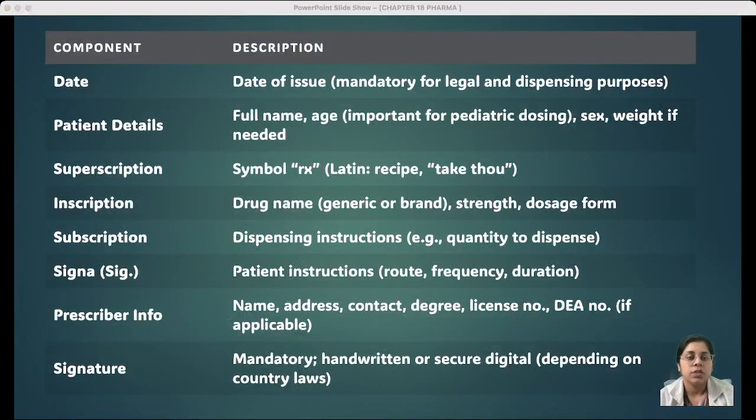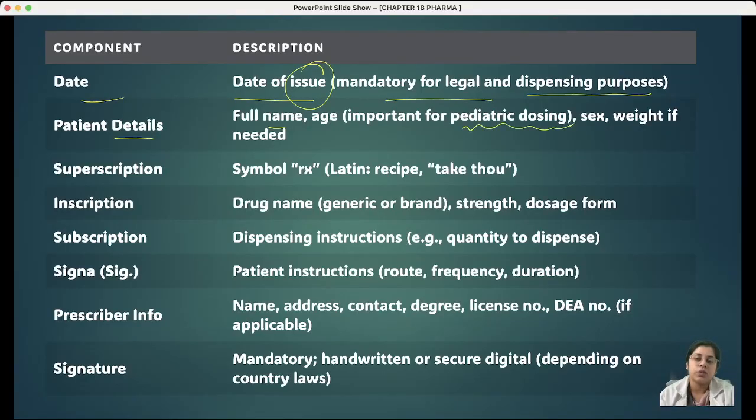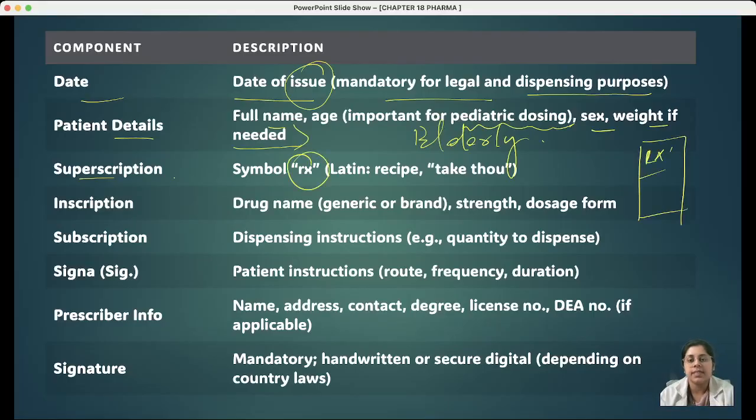So the components of the prescription: first is the date of issuing of the prescription, mandatory for legal and dispensing purposes. Patient details: full name of the patient, age of the patient, very much important for pediatric doses, elderly also, sex, weight if needed. And superscription. Superscription is the symbol Rx. You must have seen in the prescription that Rx is written. It means to take. Below the Rx we are writing our drugs. So it is telling you to take these drugs.